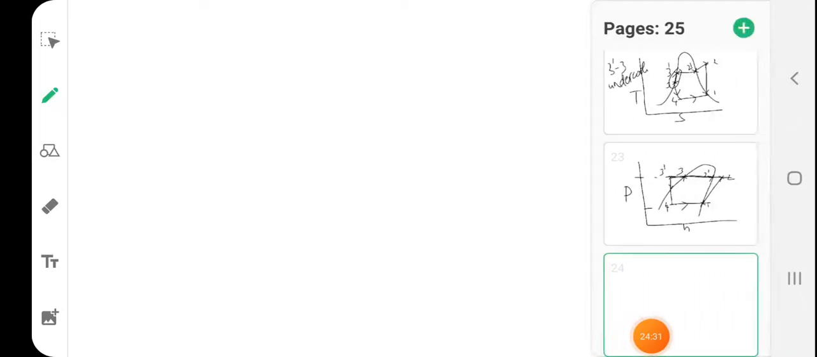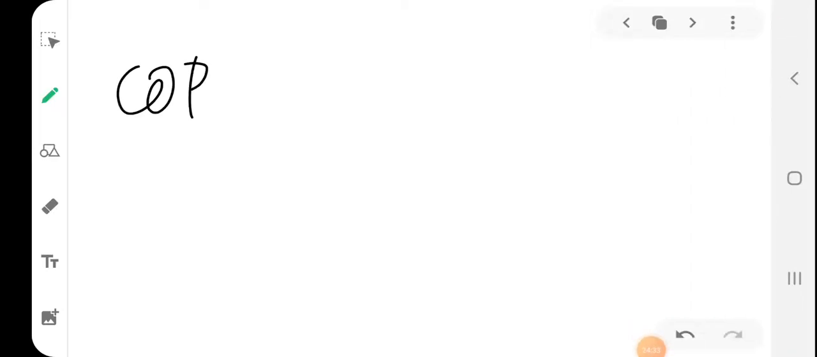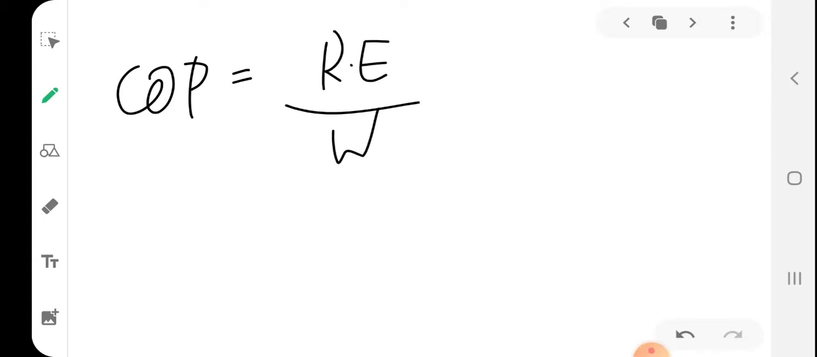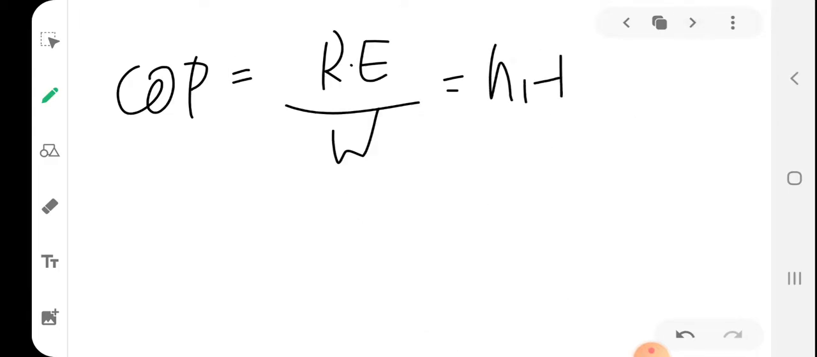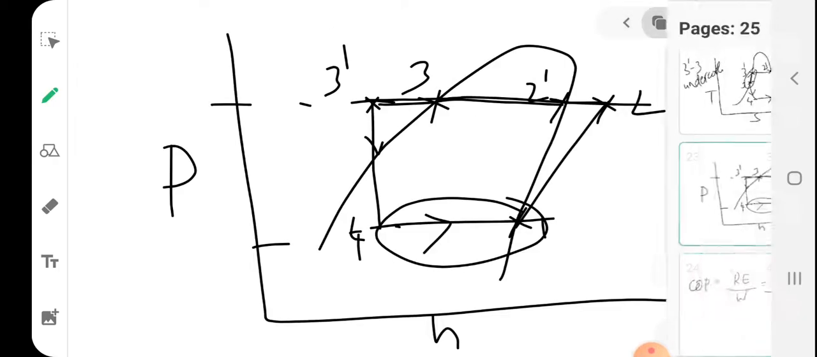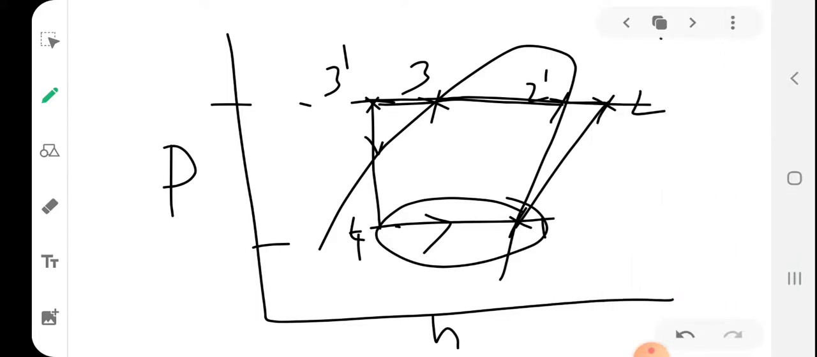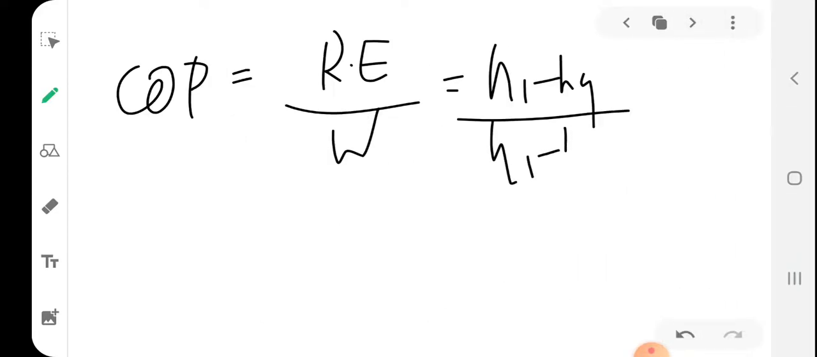So before that, how to write the COP? COP is equal to refrigerating effect RE by work. So here the refrigerating effect is H1 minus H4, right? H1 minus H4, and work will be H1 minus H2 itself. So H1 minus H2. So here actually H4 is equal to H3, right?